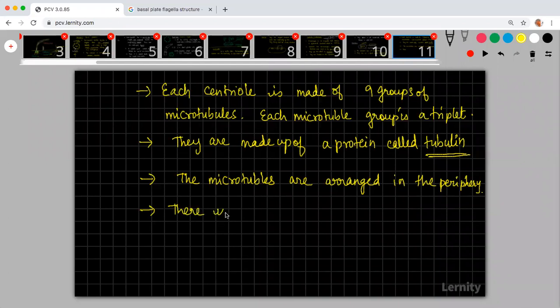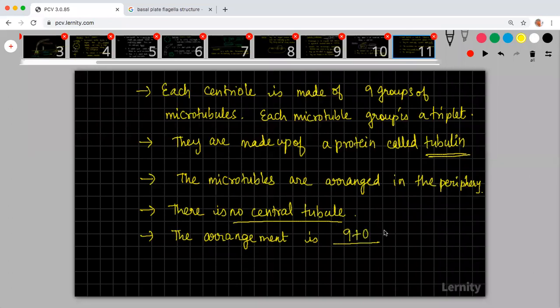There is no central tubule. The arrangement is, what will you call this arrangement? In the periphery, there are 9 and there is nothing in the center. There is no central tubule. So we call this arrangement what? It is a 9 plus 0 arrangement. Okay, very good, you guys are all understanding.